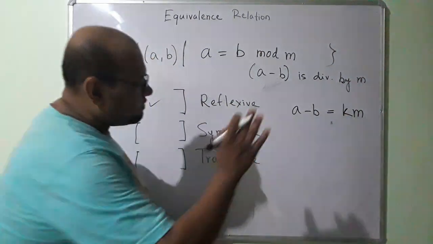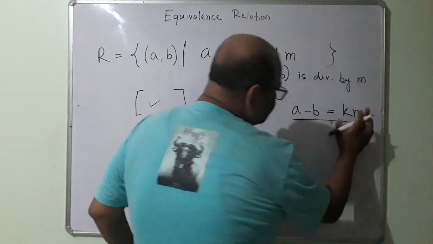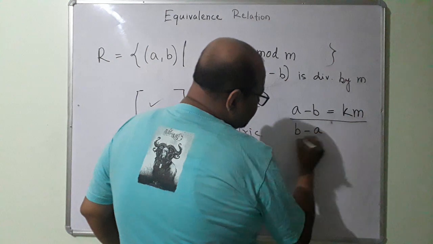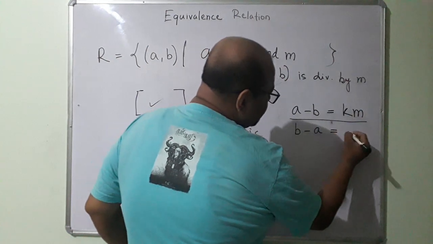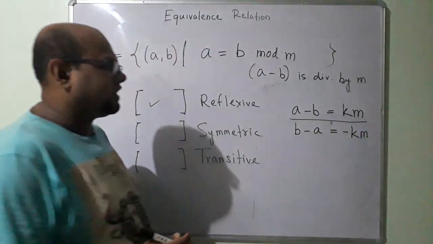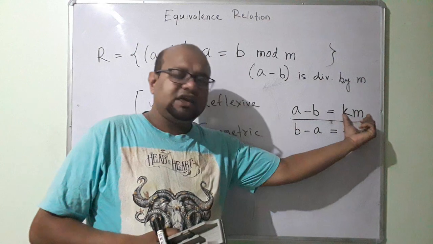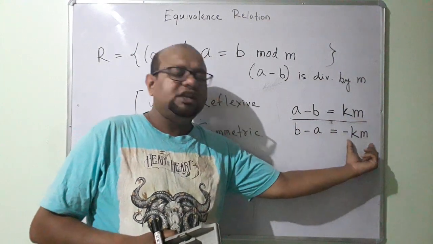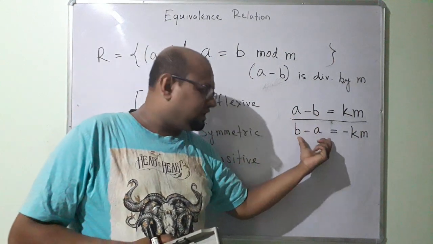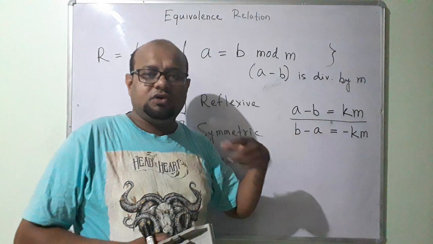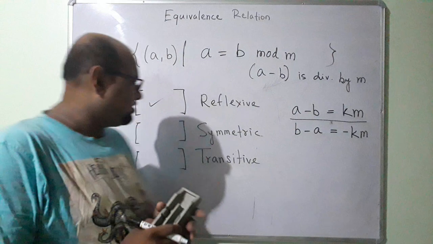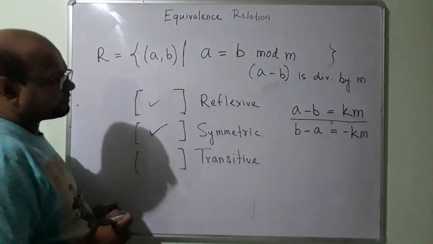Now A minus B divisible by M with the quotient K means B minus A divided by M will give me minus K. That means B minus A is equal to minus K into M. If A minus B is equal to K into M, B minus A is equal to minus K into M. So if A minus B is divisible by M, then B minus A is divisible by M. AB being in the relation implies that BA is also in the relation. So that is how we know this is symmetric.